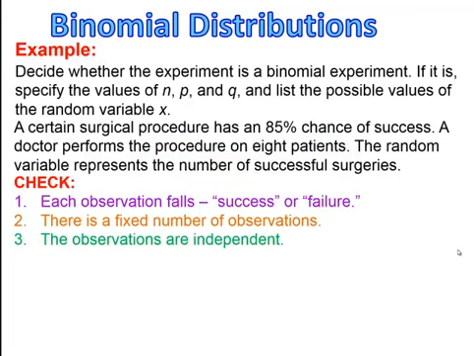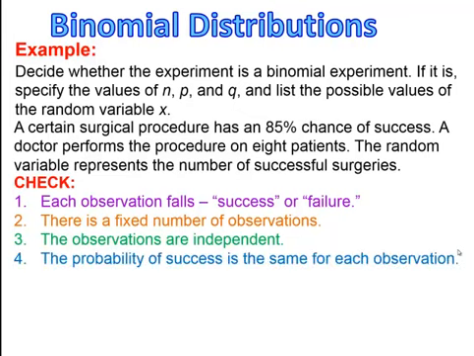Then, are the observations independent of each other? They are, because it doesn't matter what happens to the first patient, it doesn't change the probability of success for the second patient. And then lastly, is the probability of success the same for each observation? Yes, that 85% chance is the same for each patient.